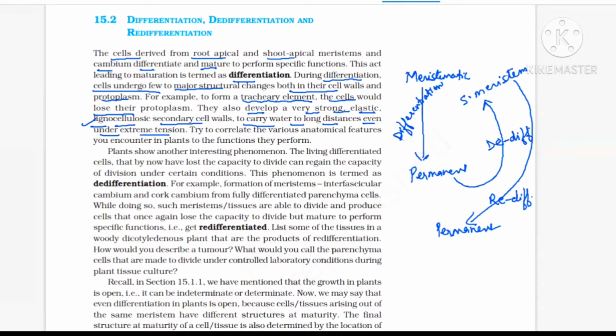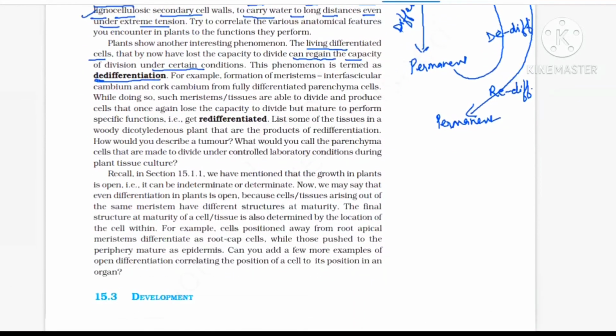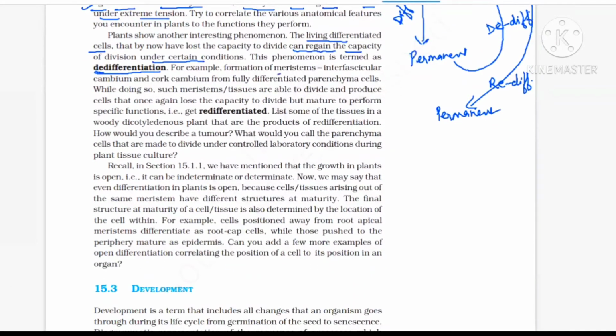Is it clear, beta? Now, plants show another interesting phenomenon. Living differentiated cells, meaning permanent cells, have by now lost the capacity to divide. But they can regain the capacity under certain conditions. Then we call this process de-differentiation. Is it clear? For example, the formation of meristem. Which meristem? Interfascicular cambium and cork cambium. They are made from fully differentiated parenchyma cells.